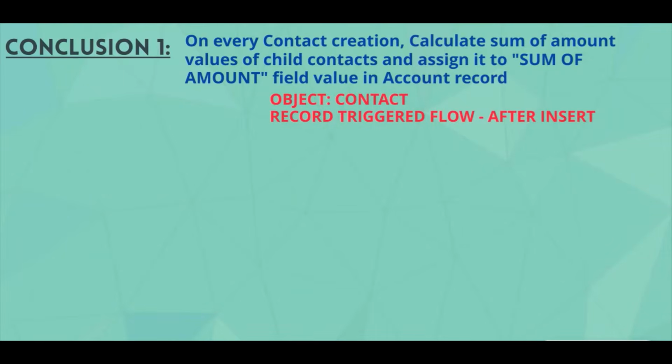So the conclusion here is that on every contact creation, we need to calculate the sum of amount values on all the child records, child contacts, and assign it to the sum of amount field on the account record. As we are doing this operation, whenever a contact is getting inserted, we need to write our record trigger flow on the contact object, on the after insert event or operation.